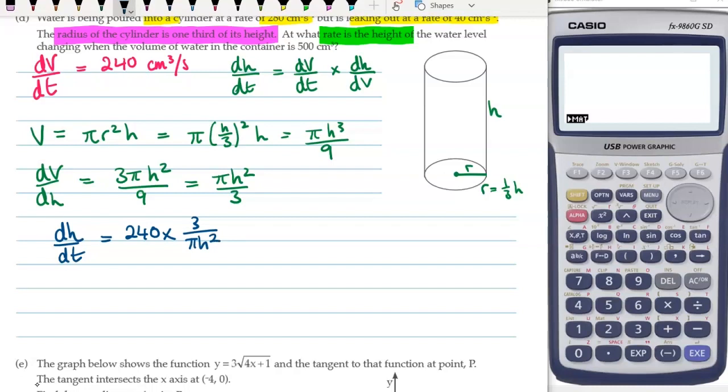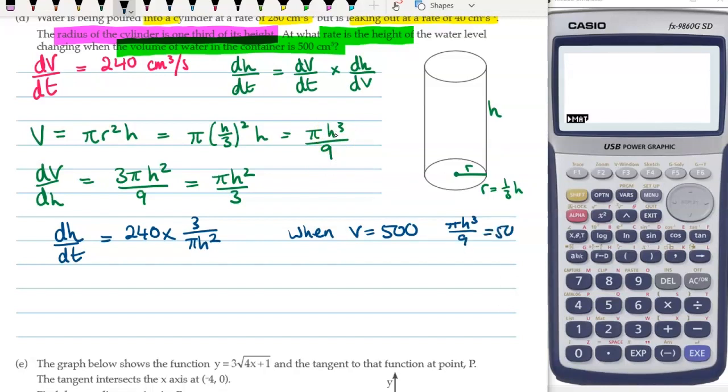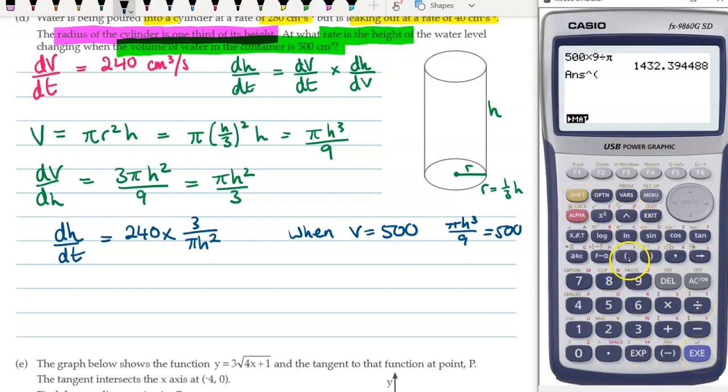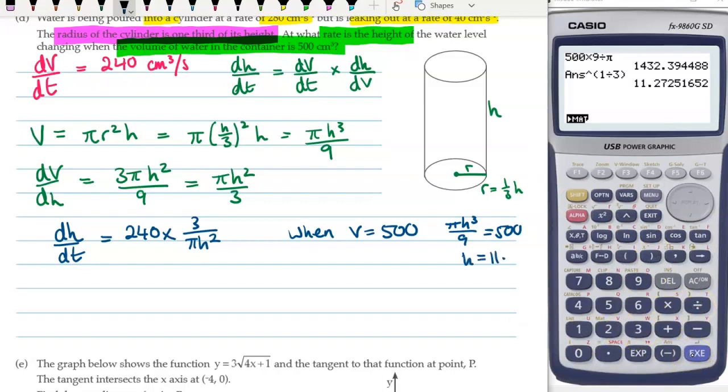Now we want to do this when the volume of water in the container is 500. So when V is 500, going back to our volume formula, this here will be equal to 500. So pi h cubed over 9 equals 500. So we do 500 times 9 divided by pi, and then we'll do the cubed root of that. So h is 11.3.